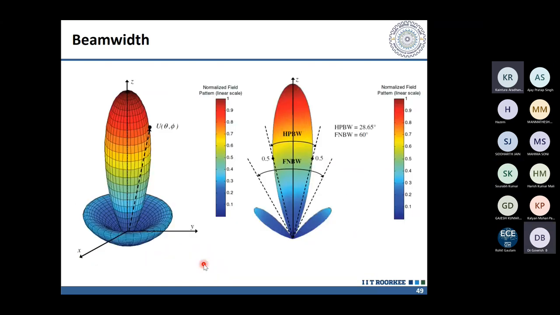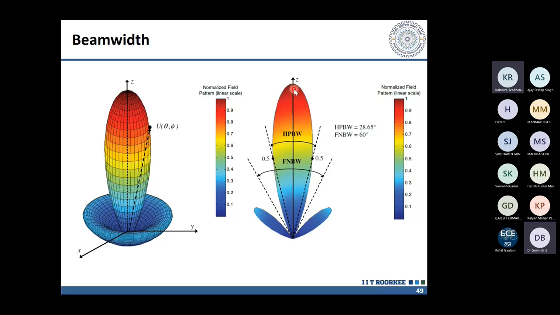So we will take some examples and try to determine what the beamwidth is, whatever we have defined and discussed so far. We will take a 2D cross section of a 3D pattern, for example the YZ cross section. Here we have the maximum direction of radiation along the Z direction. Then we have two nulls: this is the first null and this is the second null. This beamwidth is referred to as the first null beamwidth.